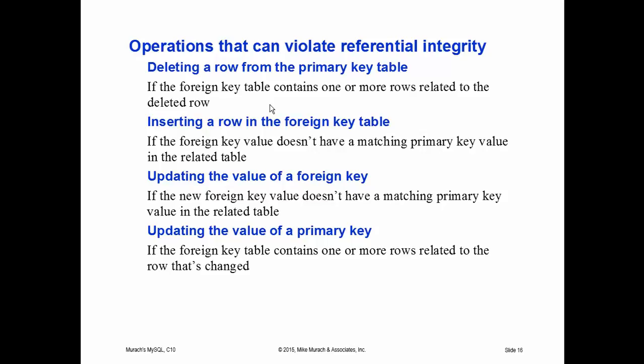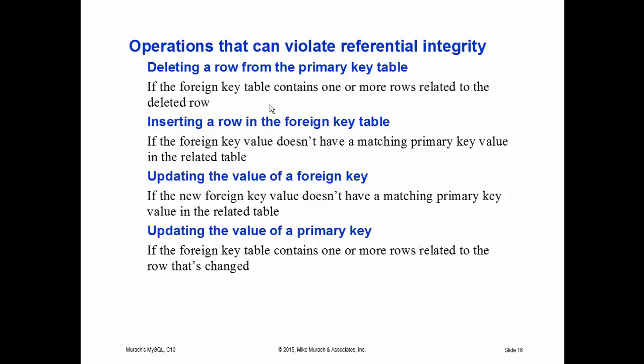So what the author talks about here is operations that can cause this orphan type of thing to happen. One is deleting a row from a primary key table if the foreign key table has one or more rows still connected, so one or more children still connected to the parent. Another is inserting a row into a foreign key table. That would be like inserting a new invoice and not having a vendor associated with it.